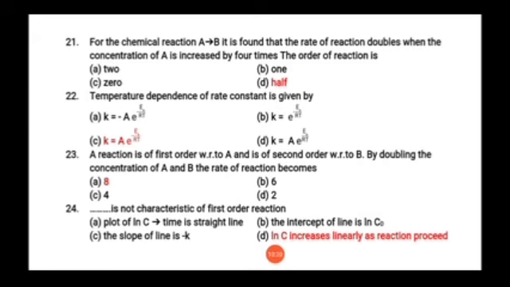So students, if we know the first order reaction, the graph is always ln concentration versus time and it will be a straight line. So option A is correct one. Option number B, when we compare to linear equation of line, its intercept is LNC0. So option number B is correct. Its slope is minus K. So option number C is correct. So the correct answer of this question, that is not the characteristic of first order reaction, that is option number D, that is LNC increases linearly as reaction proceeds.